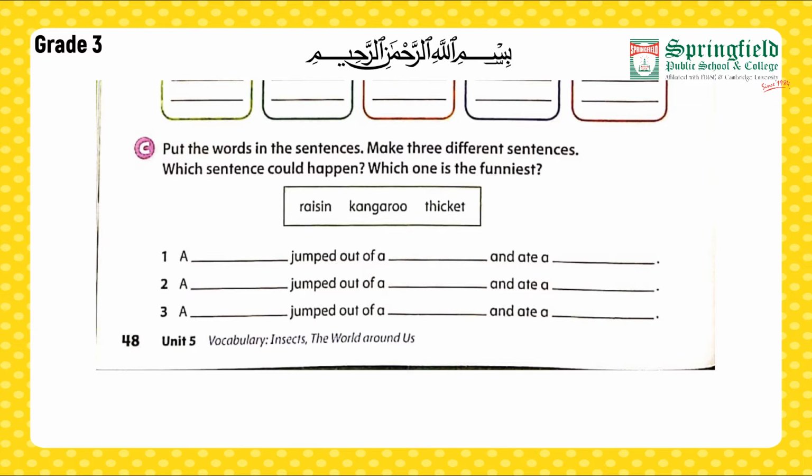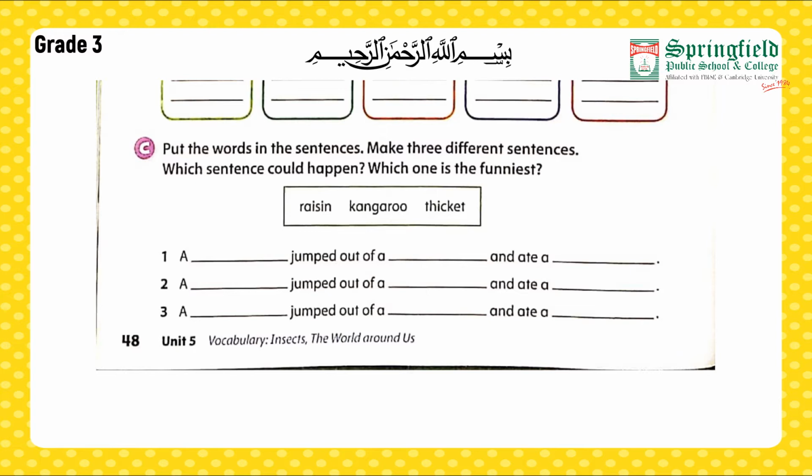Now let's make a sentence. A kangaroo jumped out of a thicket and ate a raisin. Now what do you think? Can this sentence happen? I think it's possible. In this way, you have to complete the following statements.